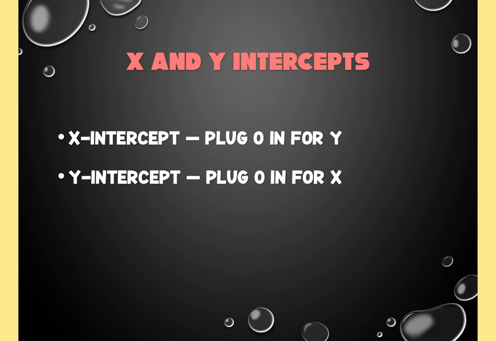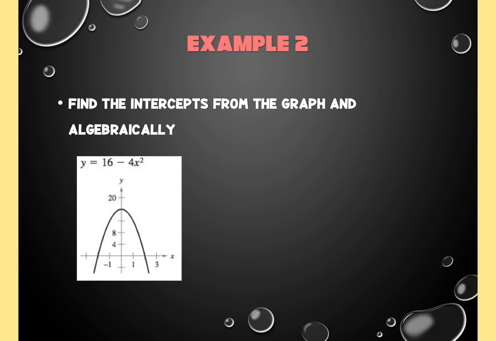All right, then comes intercepts, and we've done this a bunch throughout the school year. So to figure out what the x-intercept is, we're going to plug 0 in for y. To figure out the y-intercept, we're plugging 0 in for x. You can also read it from a graph. So example 2 says find the intercepts from the graph, and then algebraically.